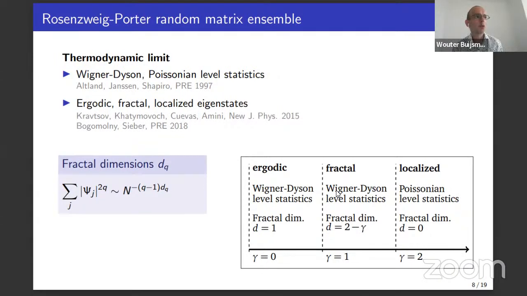Let's say that the eigenstates are sort of intermediate. On the one hand, if you have ergodic states, then the eigenstates occupy a non-vanishing fraction of the Hilbert space. If they are localized, then they occupy a small part which is essentially independent of the matrix dimension. If I increase the matrix dimension, the state remains equally localized, covering the same number of basis states. And fractal is something in between. So you can think of it as ergodic and non-ergodic to some extent. But the level spacing statistics are still Wigner-Dyson.